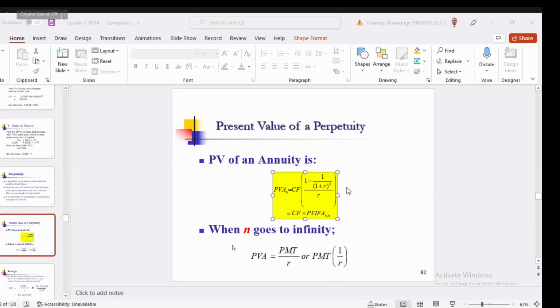Okay. Right. So you end up getting the cash flow divided by r, or else you can say the cash flow multiplied by 1 over r. So that is the present value of a perpetuity. In the case of perpetuity, we are not talking about future value because the cash flows go until infinity. If we give a demarcation of time, then it becomes an annuity, not a perpetuity. So in the case of perpetuities, we will talk only about present value.